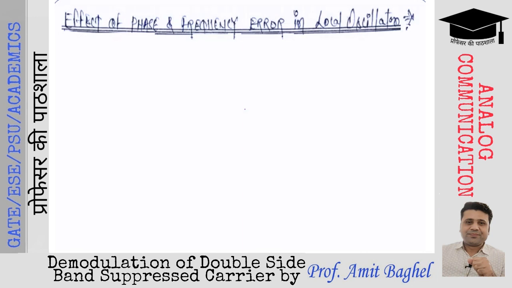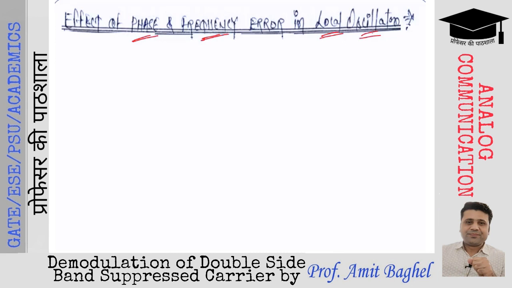So two types of error are being generated at the receiver side in the local oscillator, and those two types of error are phase error or frequency error. In the local oscillator, you will observe two kinds of error. One can be an error in phase, and the other type of error can be frequency error.